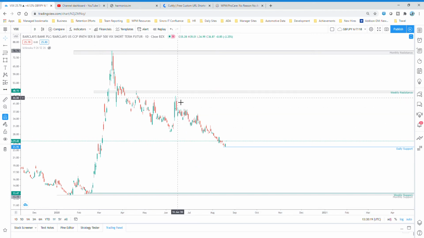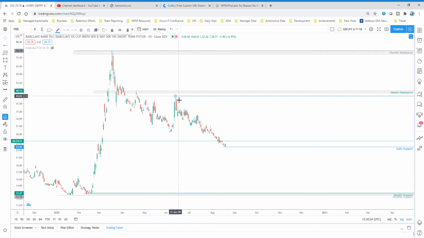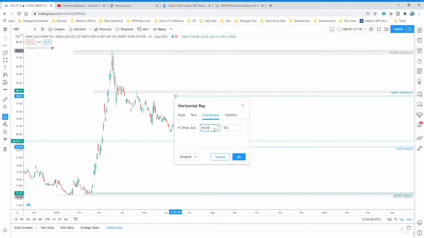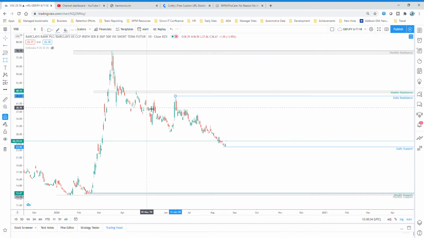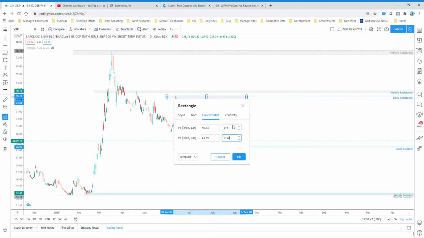And our daily resistance we'll take right here. Daily resistance. And again, we can draw that zone out from wick to wick, and extend it.